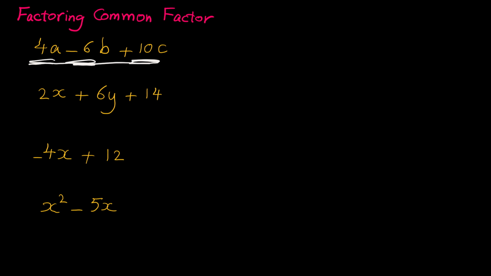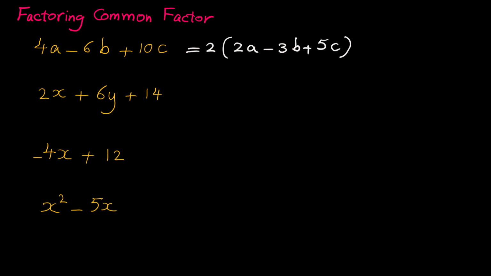4 is 2 times 2, 6 is 2 times 3 and 10 is 2 times 5. So the common factor between these numbers 4, 6, 10 is 2. So we can factor 2 from these three terms that we have here. By factoring 2 from these terms, we have 2 times 2a minus 3b plus 5c.